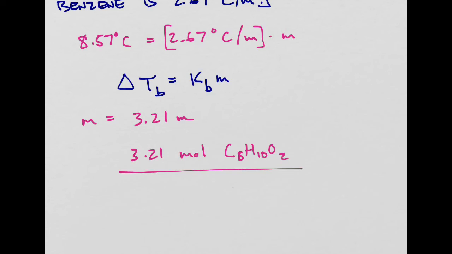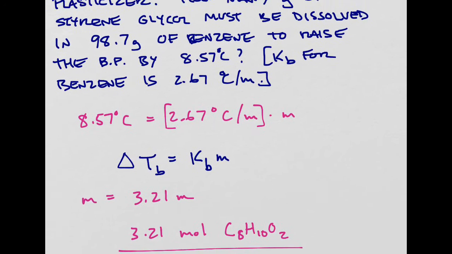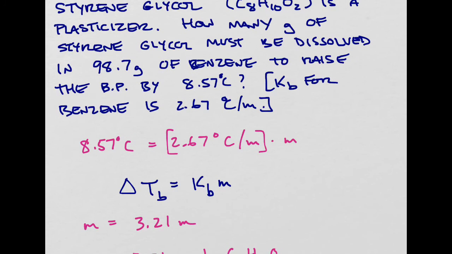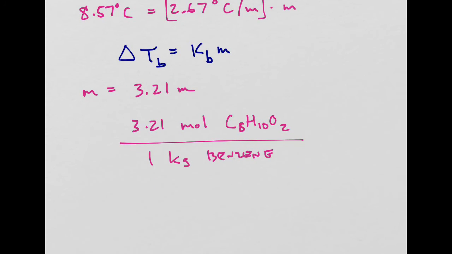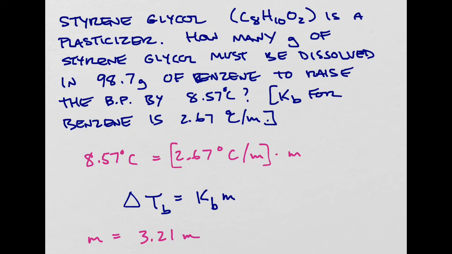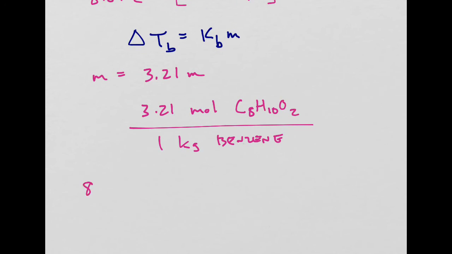C8H10O2 over 1 kilogram of benzene, right? And what we want to do is figure out how many grams of this C8H10O2 we need to put in there if we have 98.7 grams of benzene. All right, so I don't have a full kilogram of benzene, I have a much smaller portion of benzene. So that means I take my 98.7 grams, and I first need to convert that into the number of kilograms. And by the way, just so you don't screw it up, you should always do this out, as much of a pain as it is.